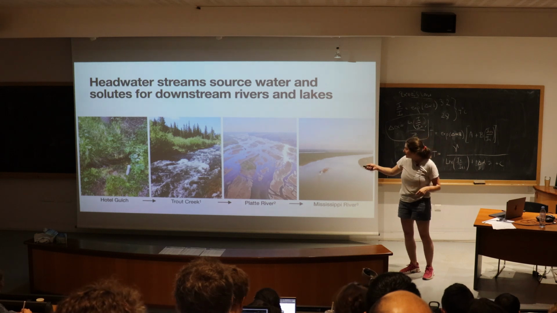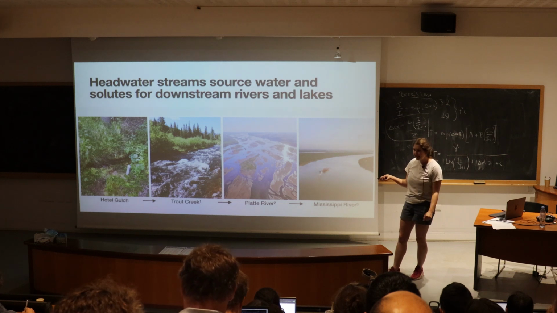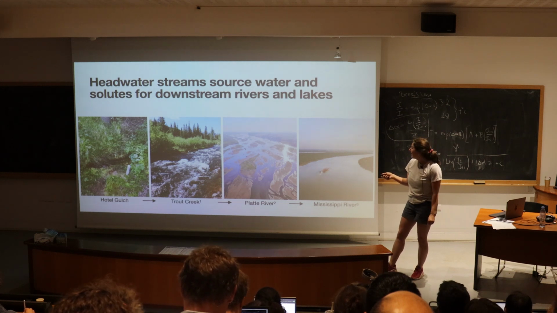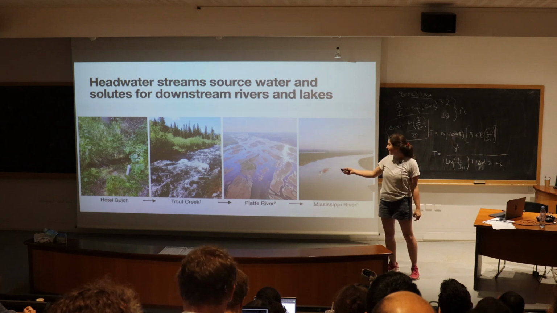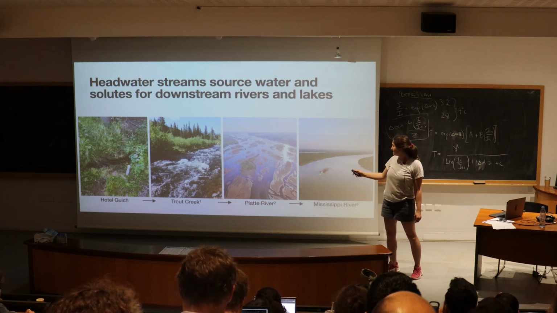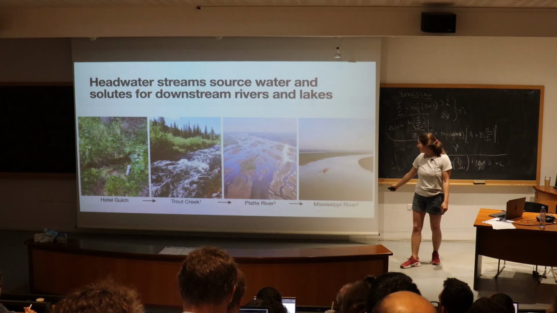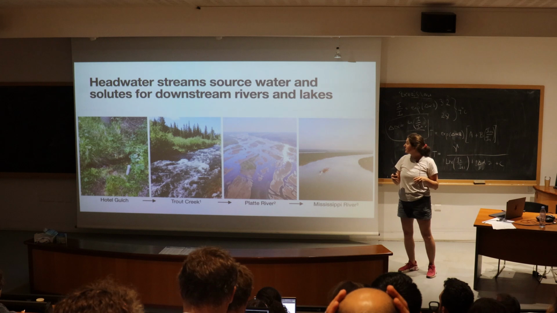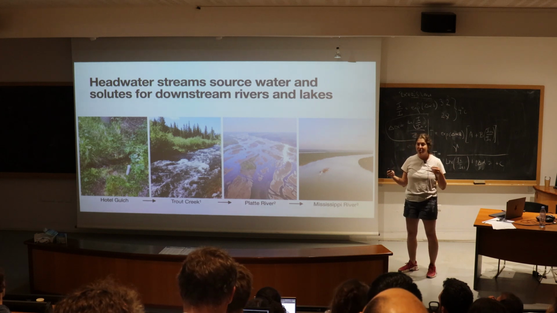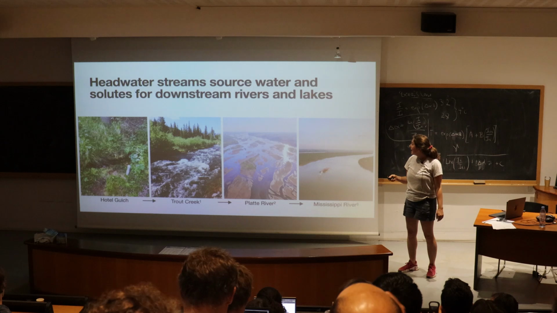Here you see on the left Hotel Gulch, which is a headwater stream that I'll be talking about today in the mountains of Colorado. Although it's really small and cute, it ends up feeding into Trout Creek, which eventually makes its way to the Platte River, which flows into the mighty Mississippi, which drains into the Gulf of Mexico. So although these streams are really small, they end up supporting much larger bodies of water that are really important for water resources and societies.